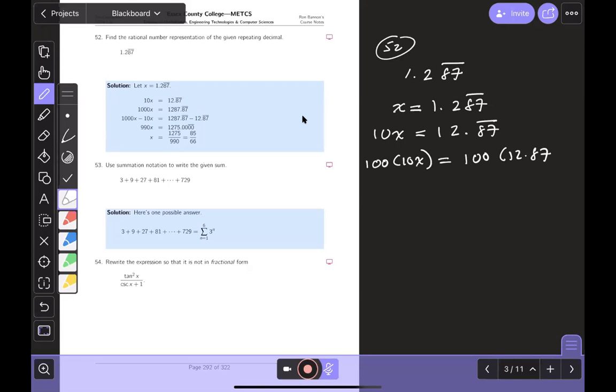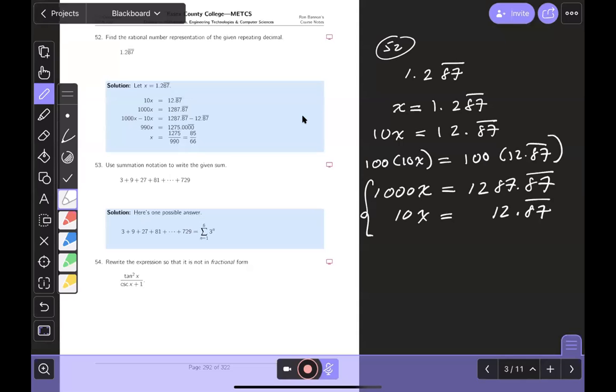Now, someone says, why are you doing that? It's going to move the decimal 2 places. So what do you get over here? 1000x. What do you get over here? 1287.87, and that 87 repeats itself forever. All right, right below this, I'm going to write 10x is the same thing as 12.87.